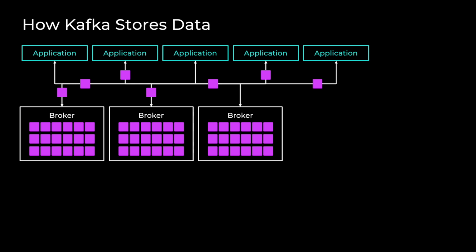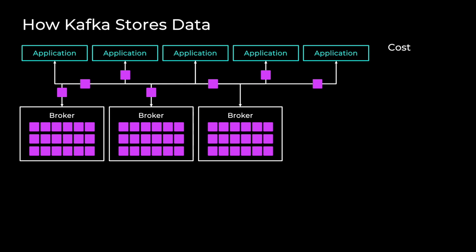So if you are familiar with Kafka, you will know this is how Kafka stores data today. We'll have a bunch of brokers, and each broker has some local storage, and all the data will be stored among those local storage in all those brokers. Now, what's the issue with this architecture in the cloud? Well, there are a couple of issues.